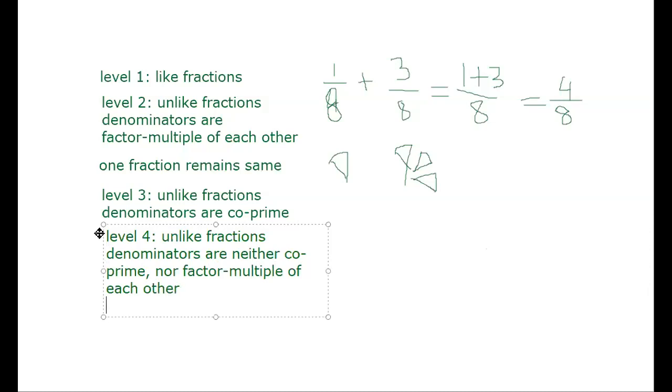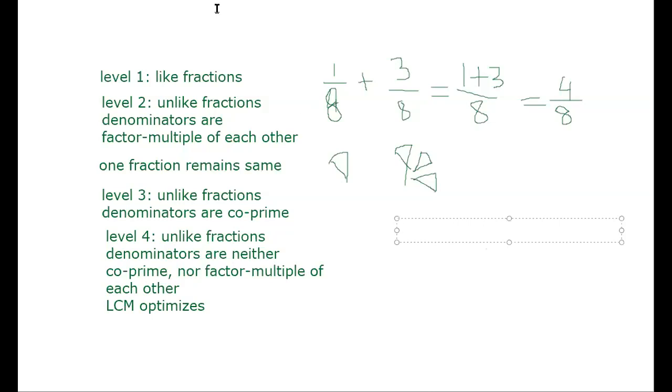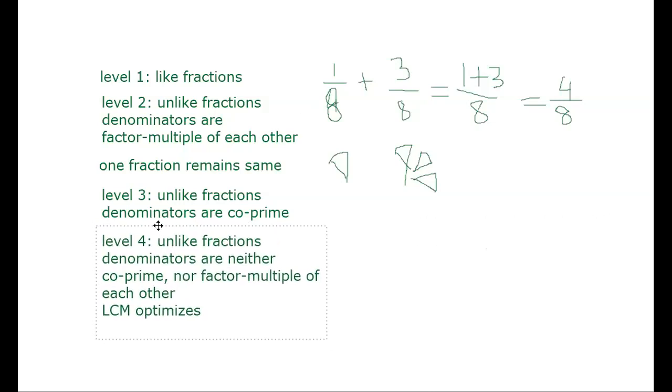Now this is where ideally you need LCM. LCM optimizes. In level 2, one of the denominators becomes the common denominator. In level 3, because of co-prime, the product of the denominators becomes the common denominator. But for level 4, because they are not co-prime, neither factor multiples of each other, the smallest common multiple is different from the product. So this is where the LCM comes in.